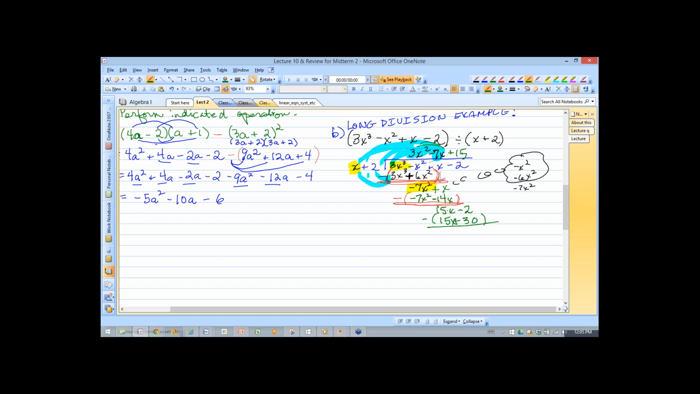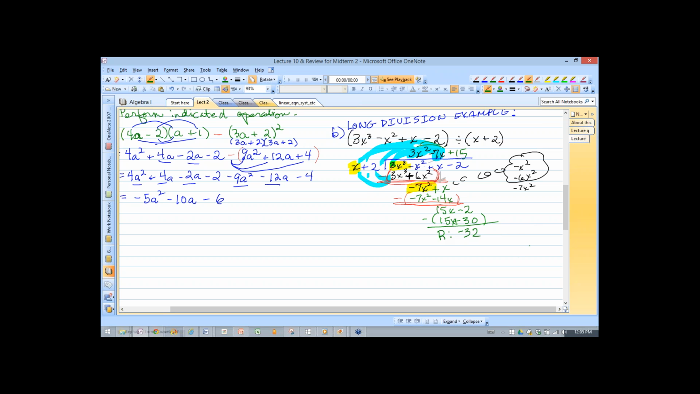Okay, so now 15x minus 15x. What happens here is I'm going to have a positive value here, okay? Oh, I'm sorry, not positive. What am I saying? I'm going to have a negative 32 remainder, right? Okay, what do we do with that?